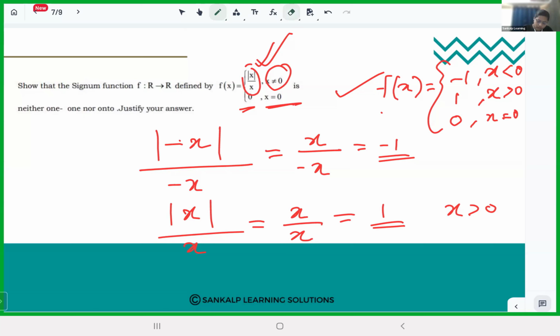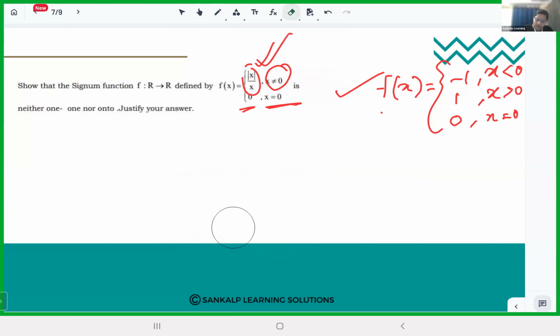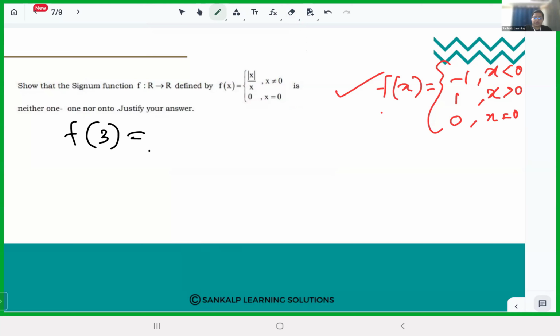Now we have to prove it is not one-one and not onto. If you have to prove that it is not one-one, you just find a counter example. So how will you find a counter example? Let us consider f of 3. What is f of 3? 3 means greater than 0.